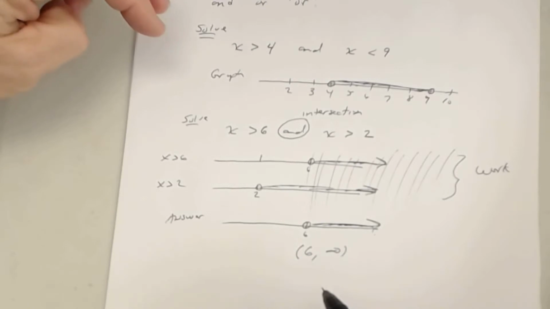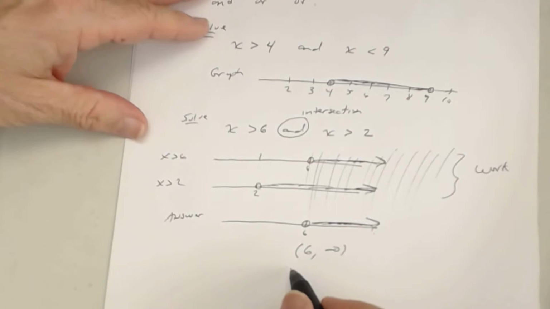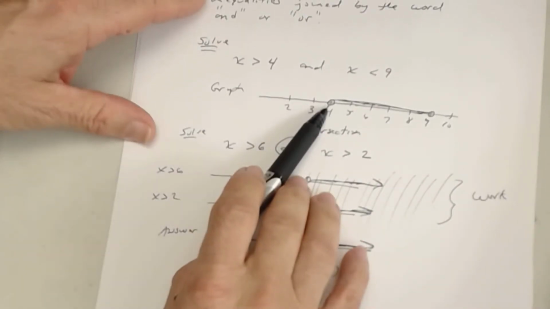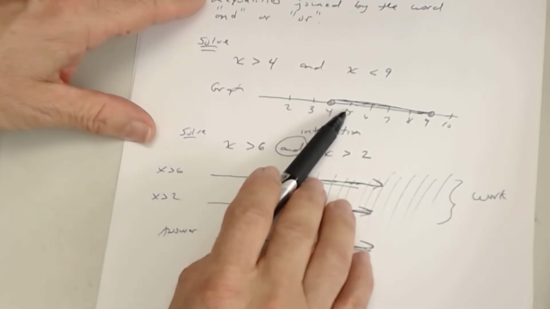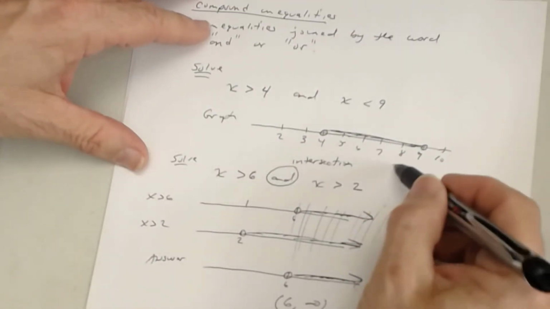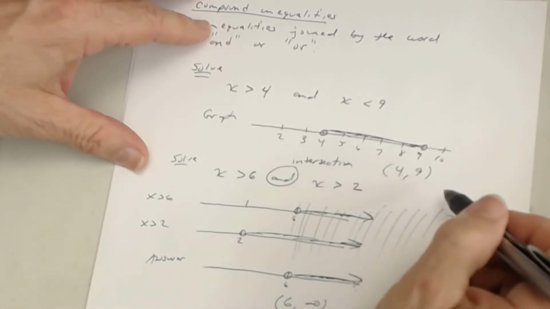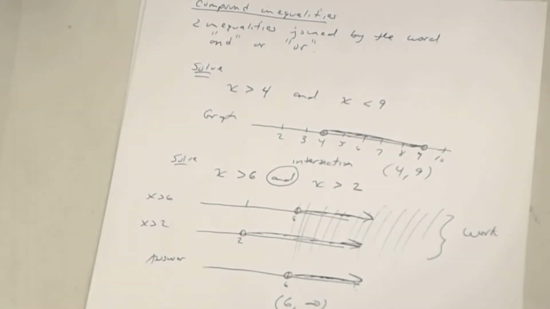The one where x is greater than 4 and x is less than 9. The set notation? Well, you can do that one as well. Just read this. What does this say? X is bigger than what? 6. So set of x's such that x is greater than 6. For the one above it, the interval notation would be parentheses 4 to 9, right? That one's easy, you just read from the graph.